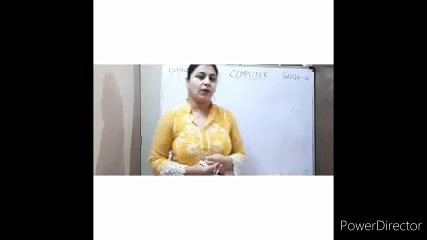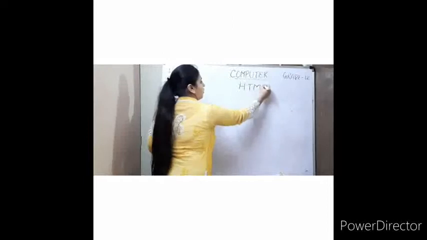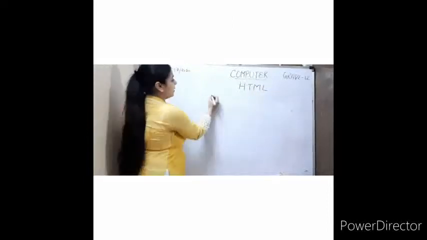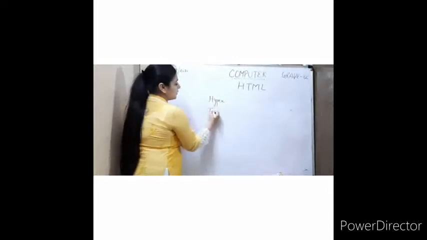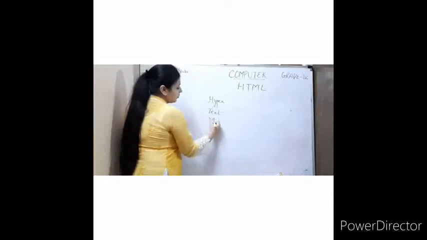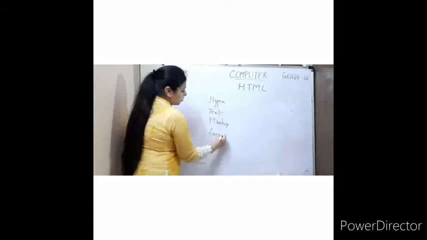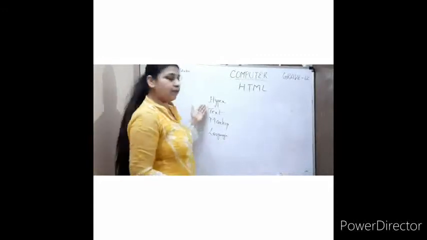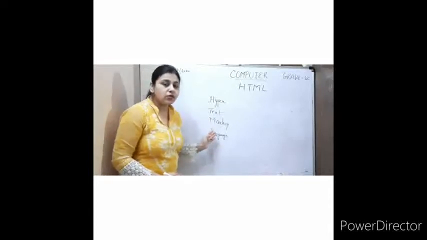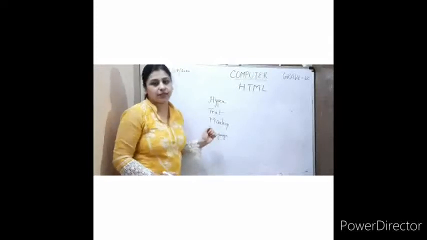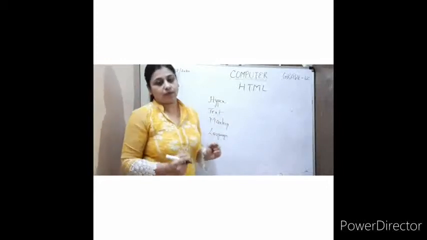For creating a web page, we make use of HTML. The full form of HTML is: H is for hyper, T is for text, M is for markup, and L is for language. So hypertext markup language means it is a language, but it is not a programming language, it is a scripting language. And it is mainly used to design static web pages.